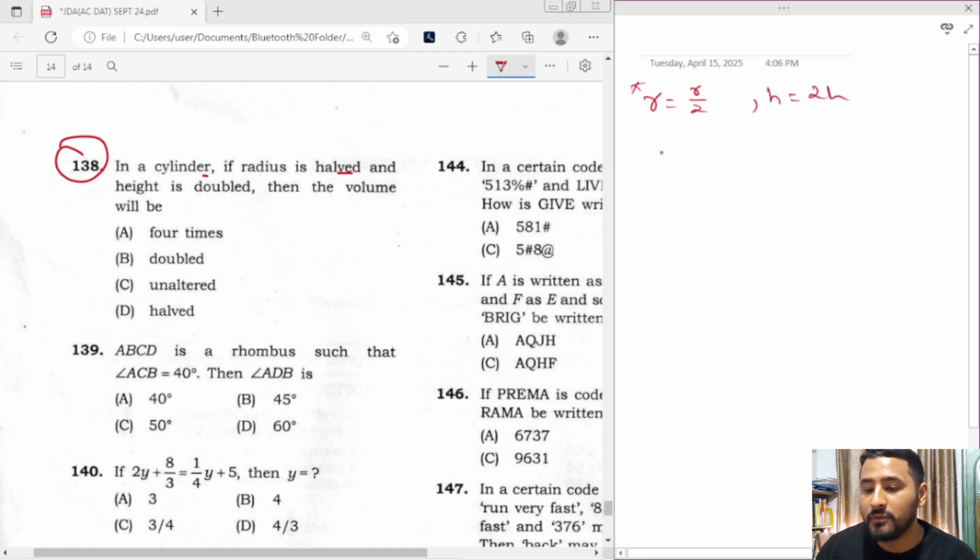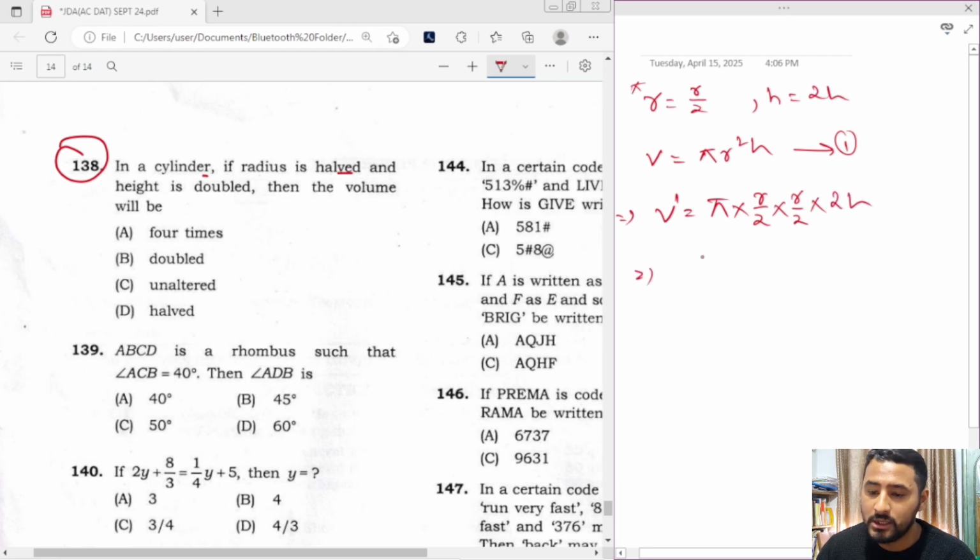Then the volume will be what? Volume of a cylinder is how much? Pi r square h. You should remember. So let us put in this one. V dash equal to pi r square h. R square is how much? Our r will be r by 2 into r by 2, right? 2 times h is how much? 2h, right? So what you can do here is, V dash will be, can you cancel this 2 and 2? So the remaining will be pi into r square into h, divided by 2.